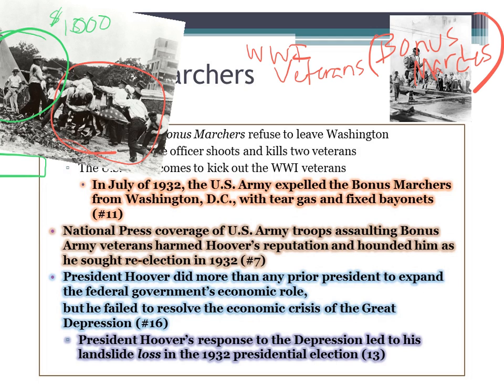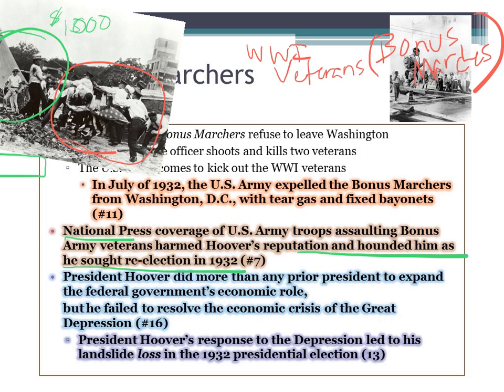People who had fought and died and were injured and bled for our country were being kicked out of a Capitol with fixed bayonets. This does not play well in the news. You can imagine how the national press across the country covers this. When you see the Army troops assaulting the bonus Army veterans, Hoover's reputation is going to be completely damaged, and it's going to really hurt him as he tries to get re-election in 1932.